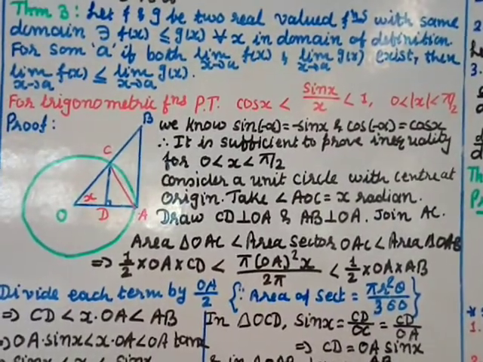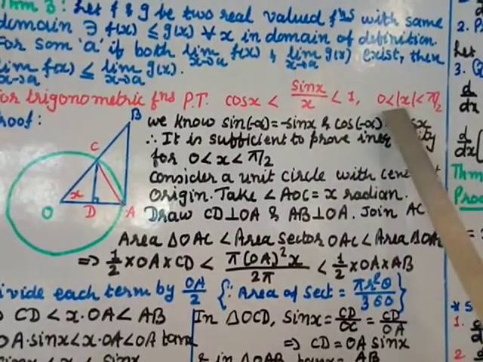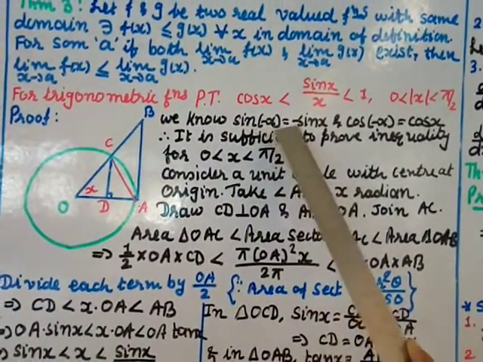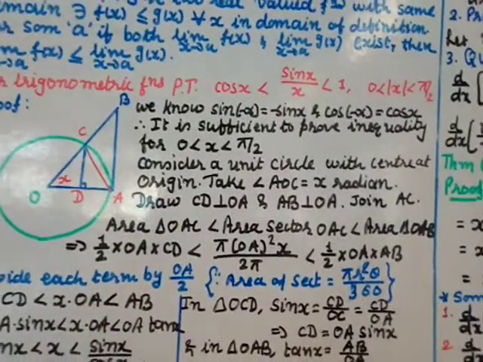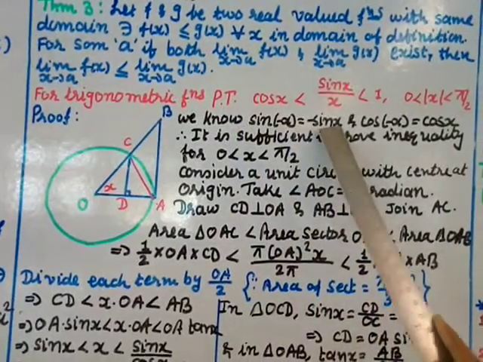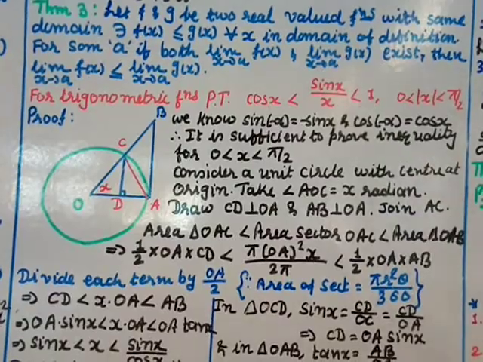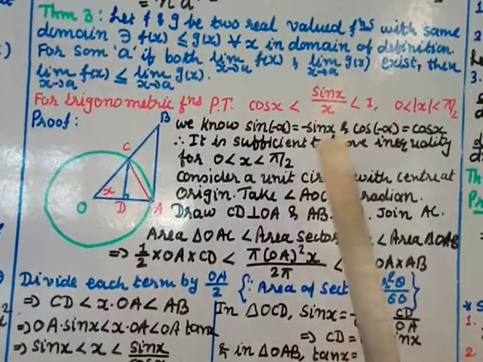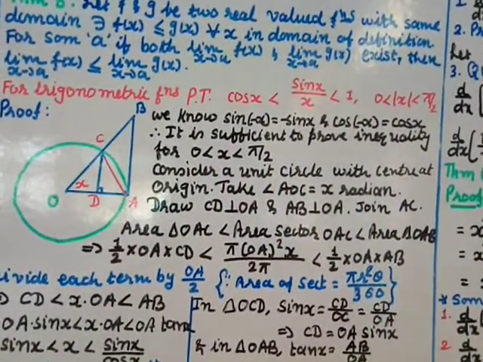For trigonometric functions, prove that cos x is less than sin x by x less than 1, for 0 less than modulus of x less than pi by 2. Now we know that sin(-x) equals -sin x and cos(-x) equals cos x. This we have done in chapter 3. Sin is an odd function, so the negative comes out as -sin x, and cos is an even function, so the minus just cancels out. Therefore it is sufficient to prove the inequality for 0 less than x less than pi by 2.